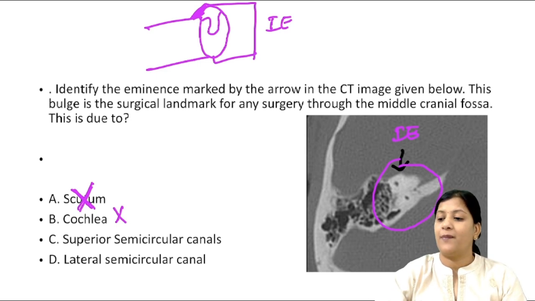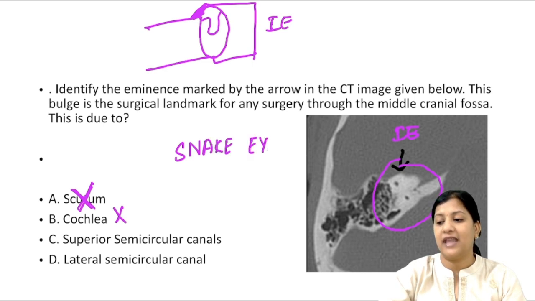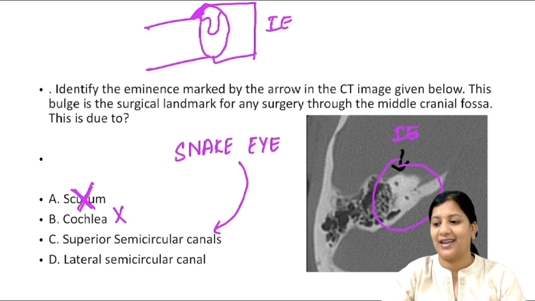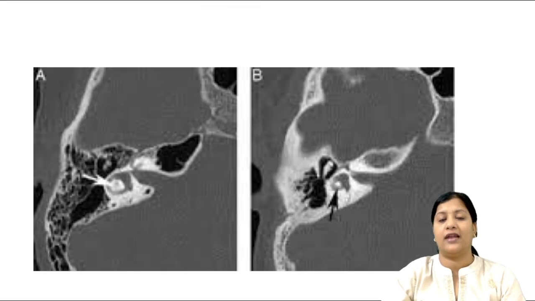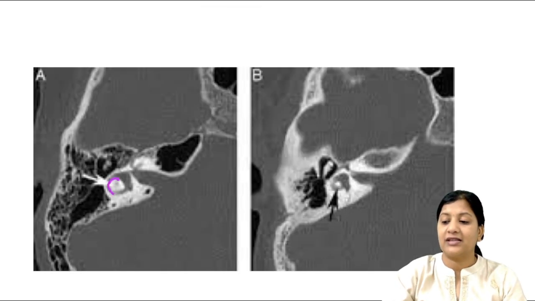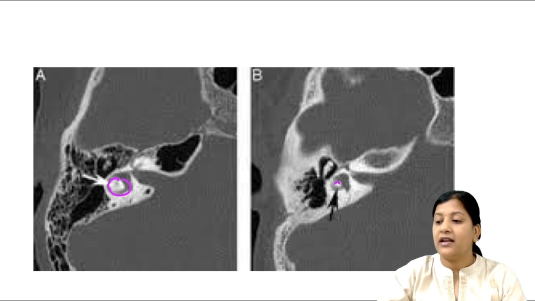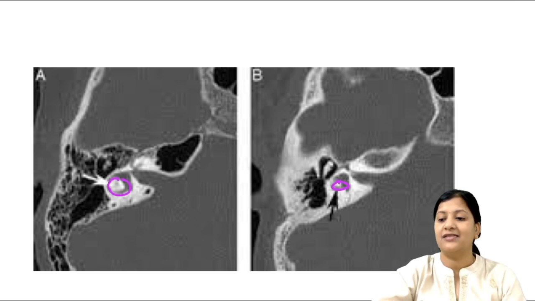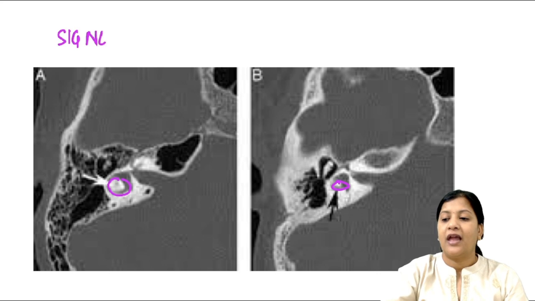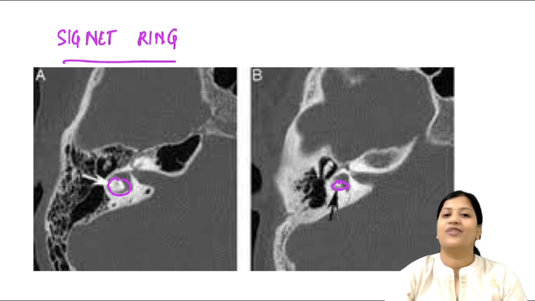Now, typically remember, whenever we get a snake eye appearance, it is suggestive of the superior semicircular canal. Then you would ask me, ma'am, how would a lateral semicircular canal look like? If you see, this is like a signet ring, right? So signet ring appearance is that of the lateral semicircular canal, and snake eye appearance is that of the superior canal.